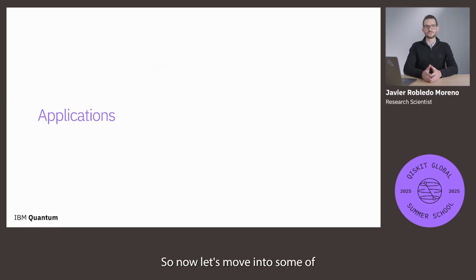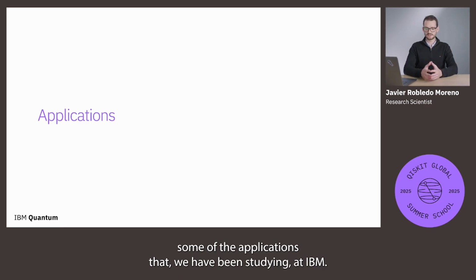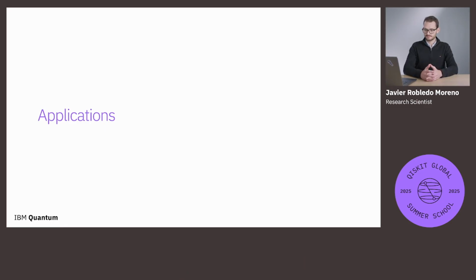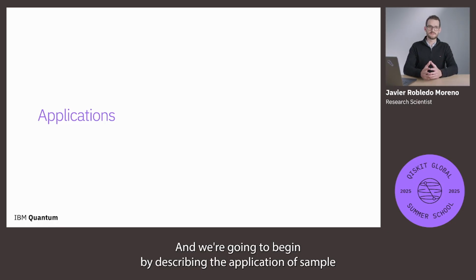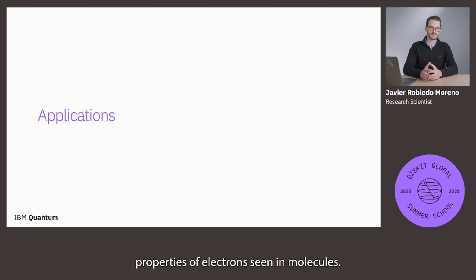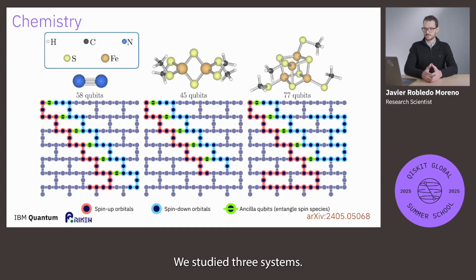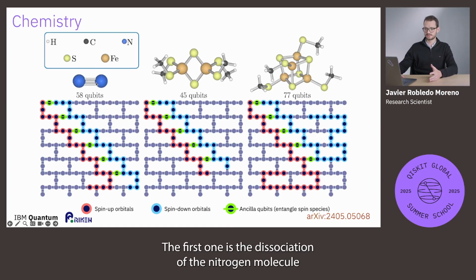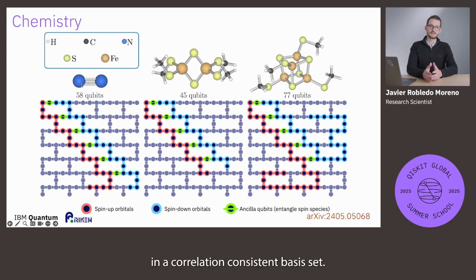So now let's move into some of the applications that we have been studying at IBM. We're going to begin by describing the application of sample-based quantum diagonalization to the search for the ground state properties of electrons in molecules. We studied 3 systems. The first one is the dissociation of the nitrogen molecule in a correlation consistent basis set. This is a 58-qubit experiment.